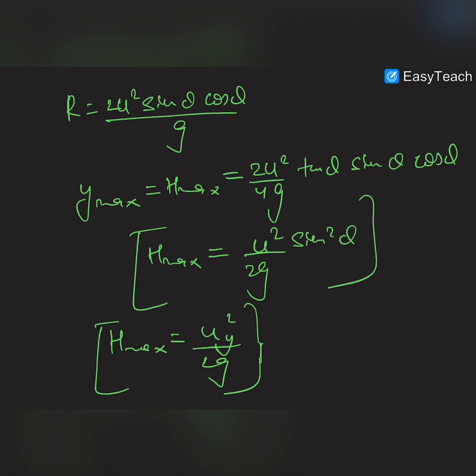Obviously we cannot find out the time of flight by using only the trajectory equation, because in the trajectory equation there is no term of time. So we cannot find the time of flight, and the time of flight we have already derived. Okay, now in the next videos I will bring some very important concepts of projectile motion, and those concepts will be very useful in solving the complex problems of projectile motion. Thank you.